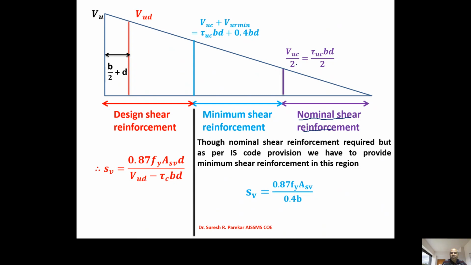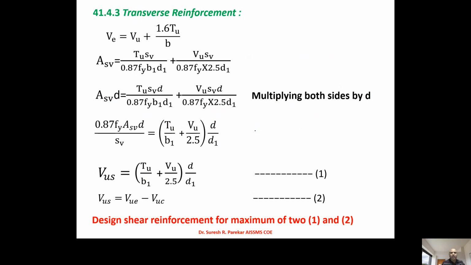So this is VUC by 2, this is VUC plus VUR minimum, and then this is VUD. This VU we have at the center of support, and therefore we are going to consider the value at d from the support, and that we will get as VUD. And these two formulas we have seen in the IS code, one for design reinforcement and one for minimum shear reinforcement. Now this is transverse reinforcement, which is actually for torsion.